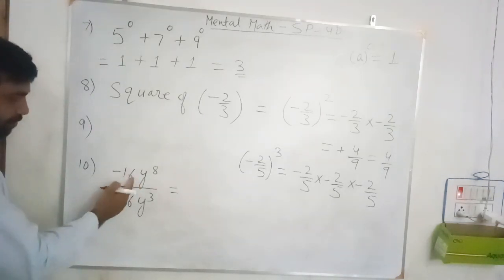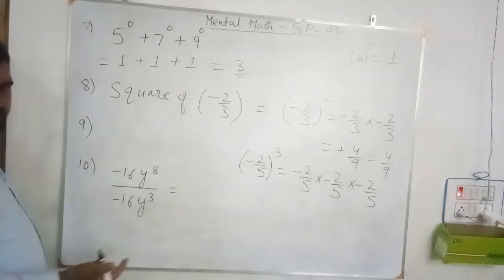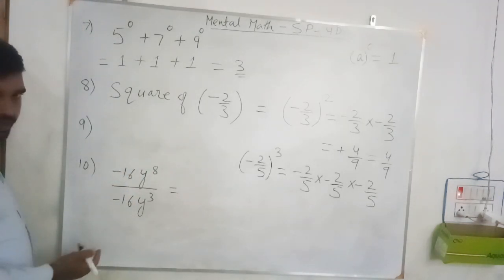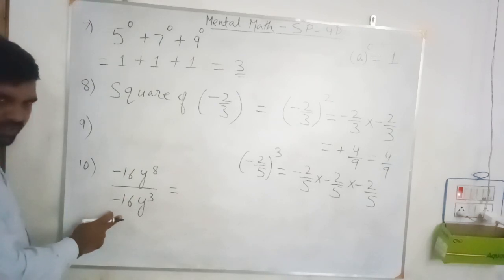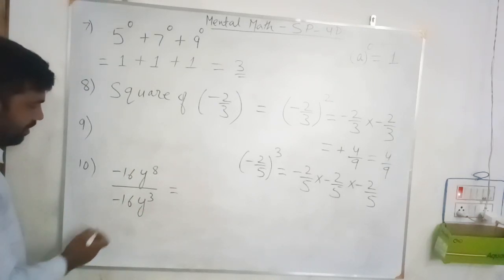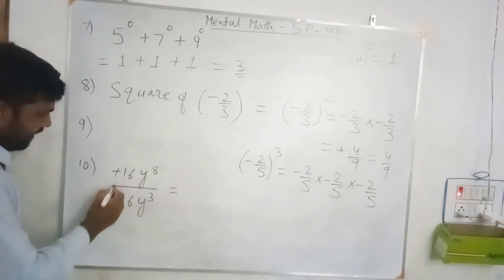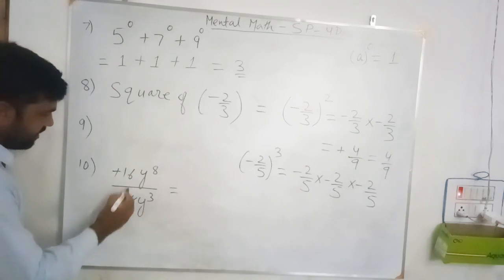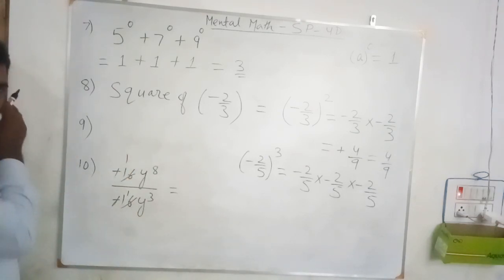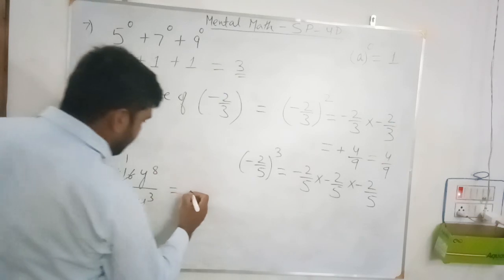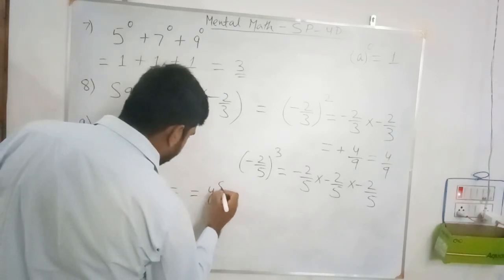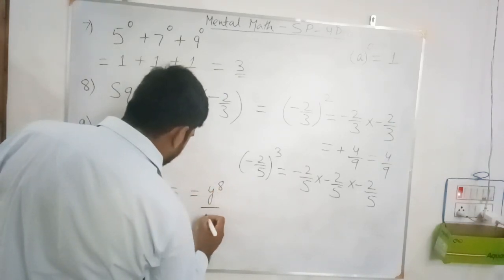So the power of minus 16 is what? 1. Nothing is given, that is 1. So you can cancel it. If the numerator and denominator are both the same, you can cancel directly. Minus will be cancelled with this minus sign. 16 1 is 16, 16 1 is 16. So both will be cancelled. So what we got? y to the power 8 upon y to the power 3.